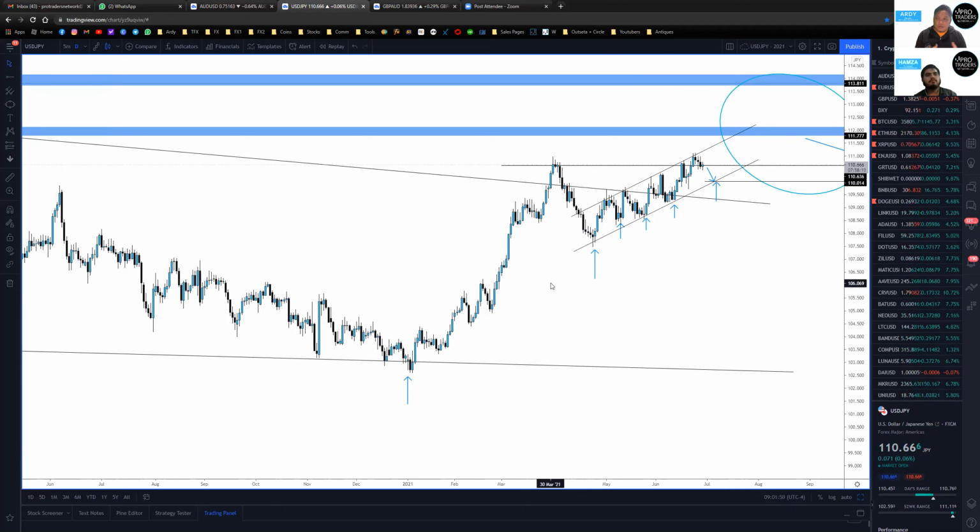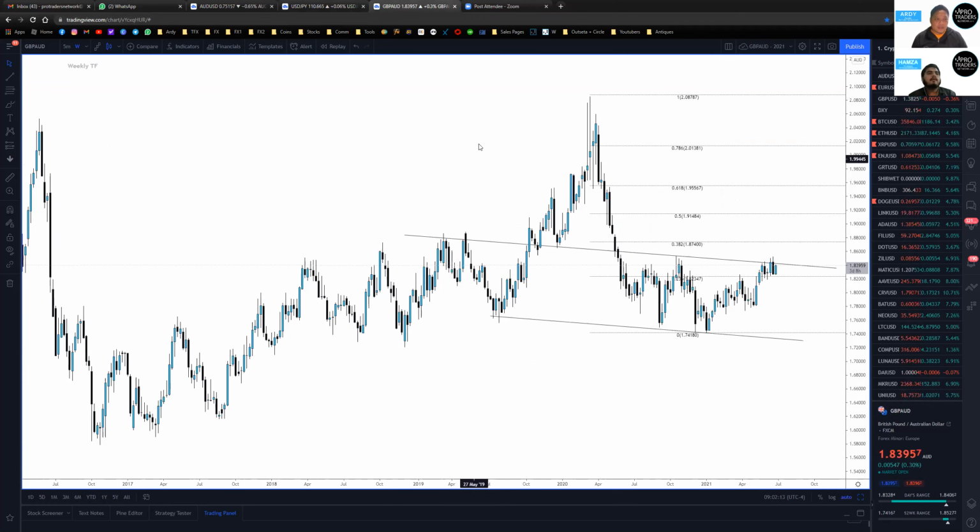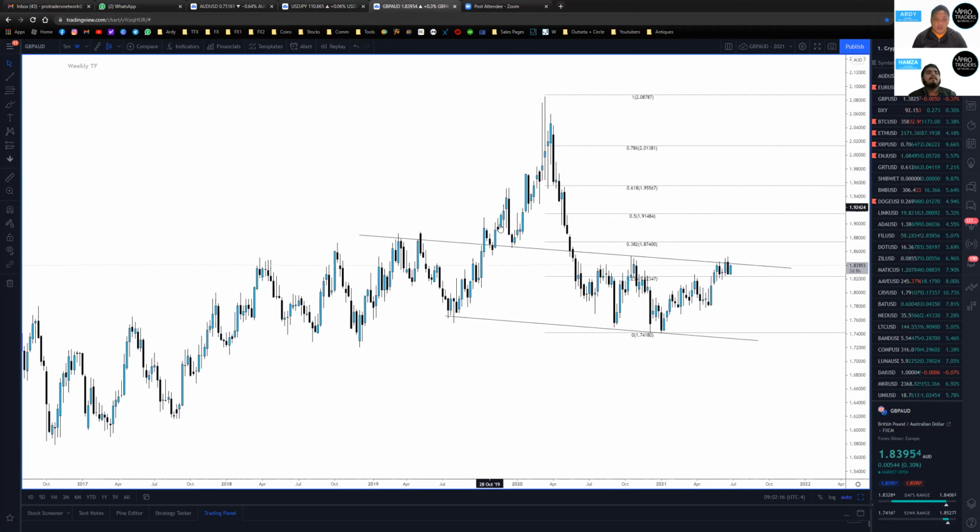And dollar yen going up is in line with what we are seeing in the other major pairs, which are showing, you know, Euro USD, Aussie dollar, and pound dollar all actually in a downtrend. So dollar yen tends to benefit, all right? It tends to be bullish when these other pairs are in a bearish mode. All right, so next pair I'm going to look at is pound Aussie, right? This is pound Aussie on the weekly time frame.